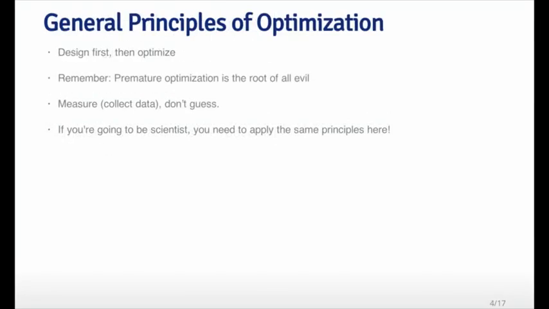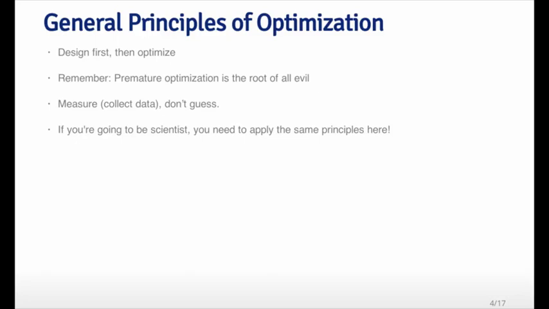And so the basic idea is that you should always design your code first and make it understandable, and then after you've got something working, try to optimize it. The famous phrase is, premature optimization is the root of all evil. If you try to optimize first, the chances are that you'll introduce bugs before you even get a chance to get things working in the first place.